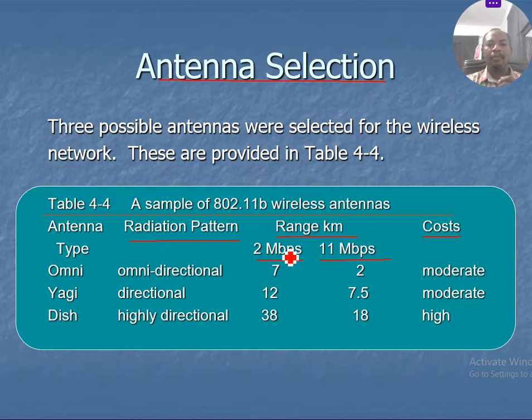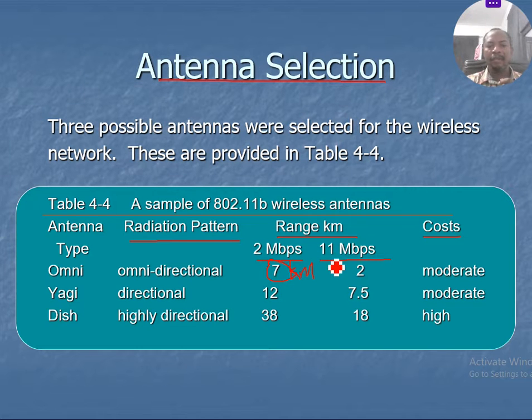Now if we're looking at the 2 megabit per second speed, then this type of antenna can cover a range of 7 kilometers in all directions. If you're looking at a lower speed, then you have a higher distance. So this type of antenna can cover 7 kilometers in all directions, which is superb.